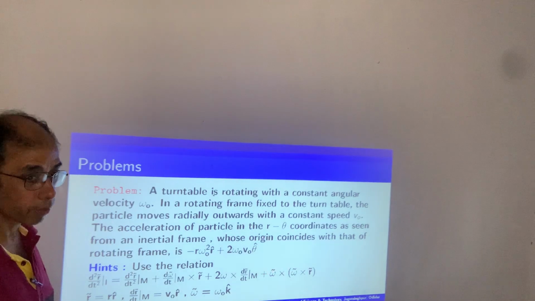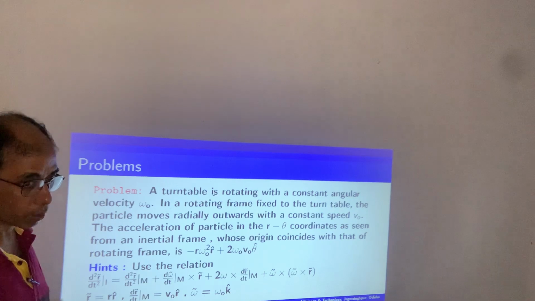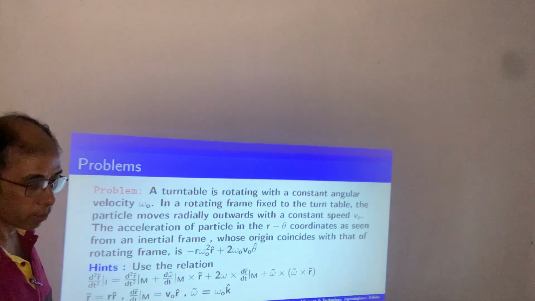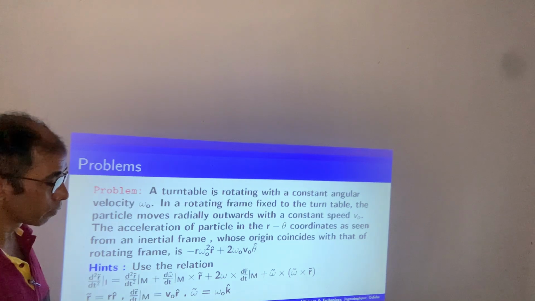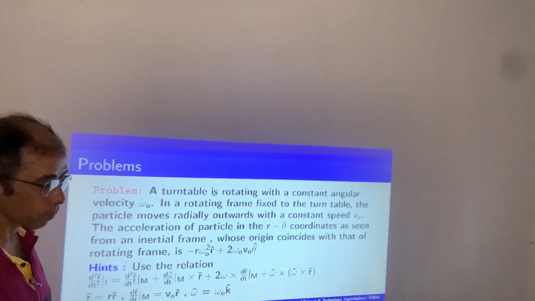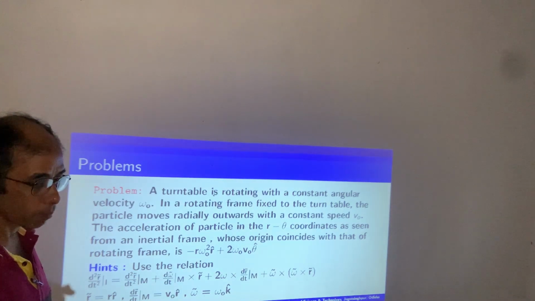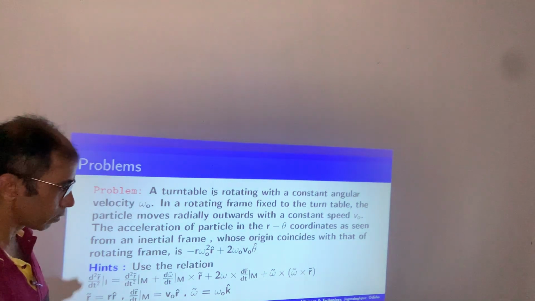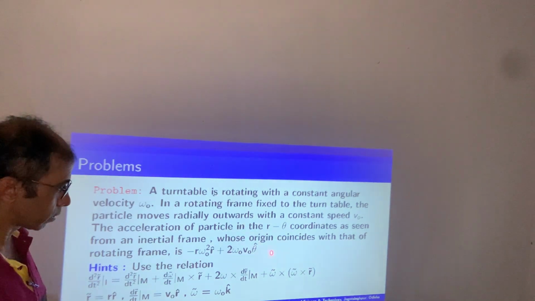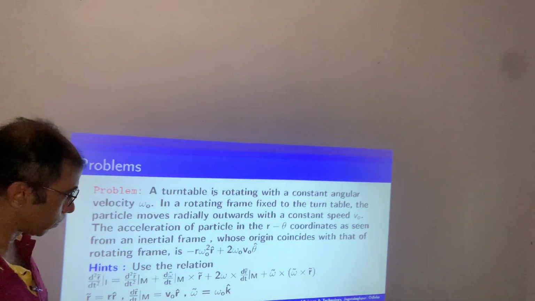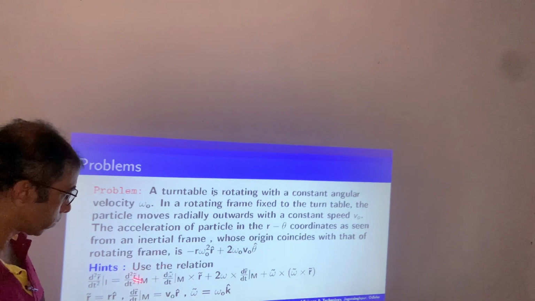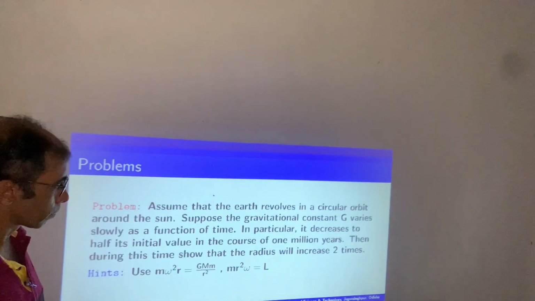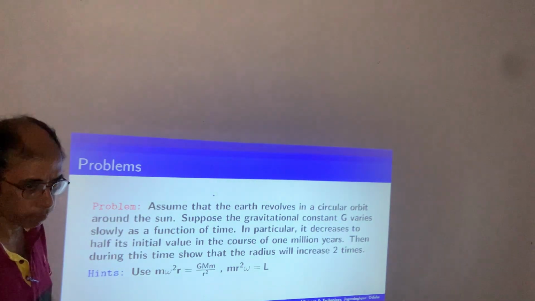But what is the direction? Think about it. Omega and theta cap, if you cross product, what will be the direction? The direction will be given by r cap, but you have to take care of the sign also. Just think about it, you should get this result. It's not difficult, so just do it. I have almost told everything. We go to the next problem.